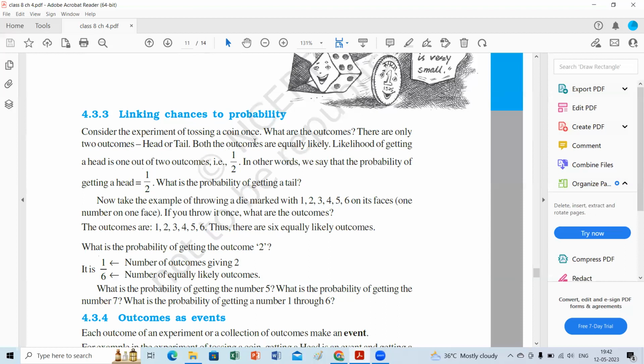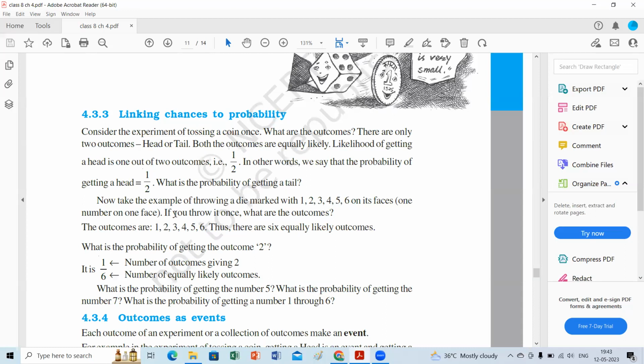How are we connecting the word chance to probability, children? We are doing an experiment. In that experiment, the outcomes are either head or tail. Both the outcomes are equally likely. The likelihood of getting a head is 1 by 2. In other words, the probability of getting a head is 1 by 2. What is the probability of getting a tail? The same thing, because it is equally likely, right?